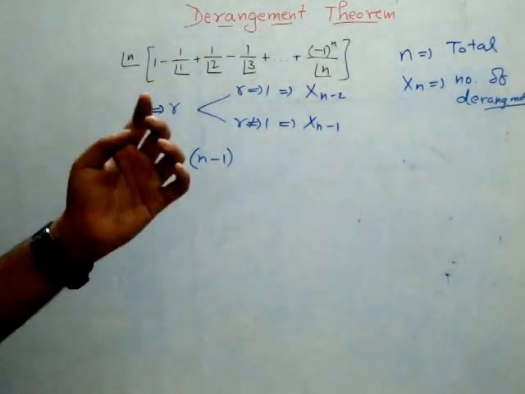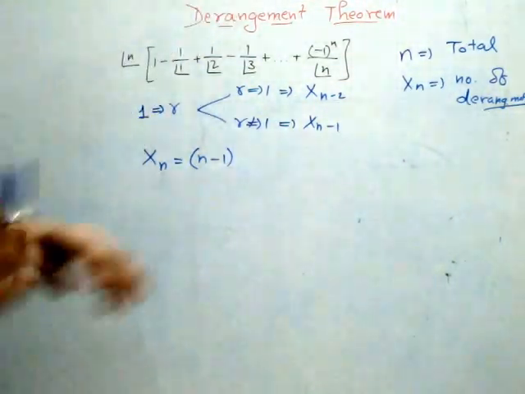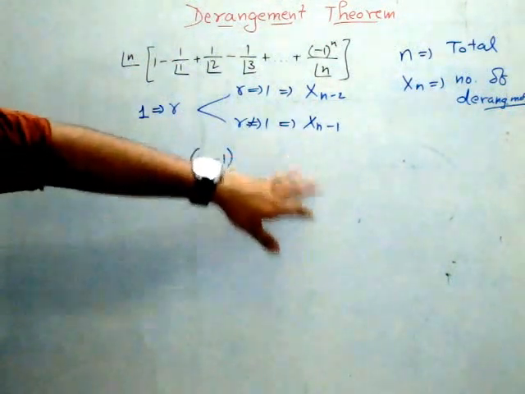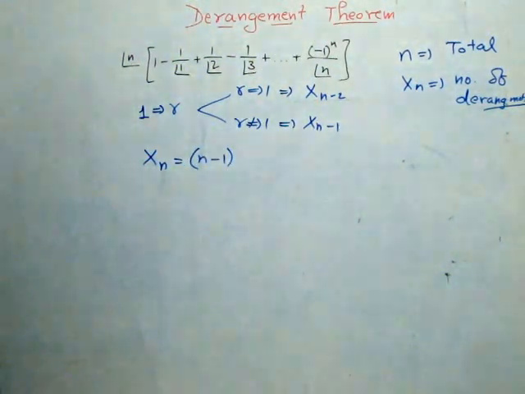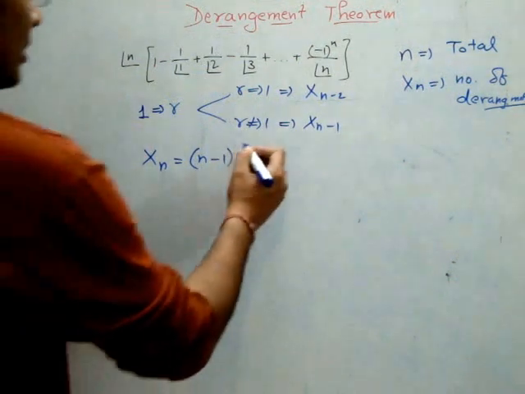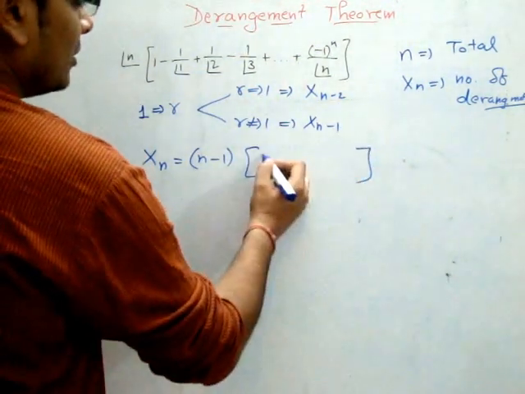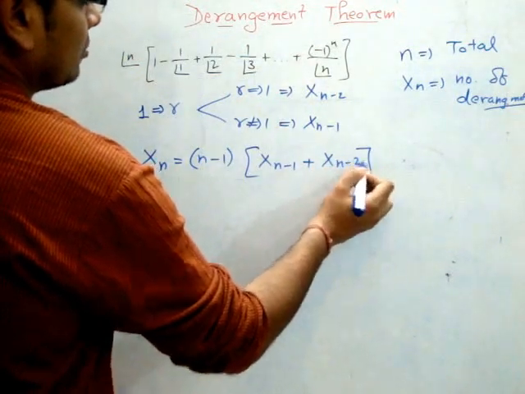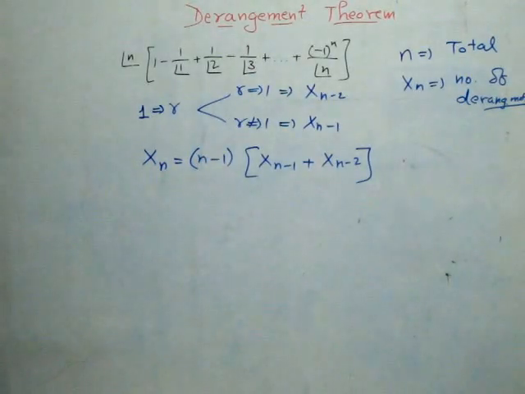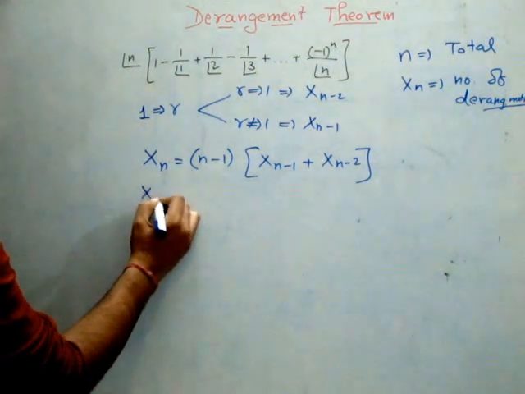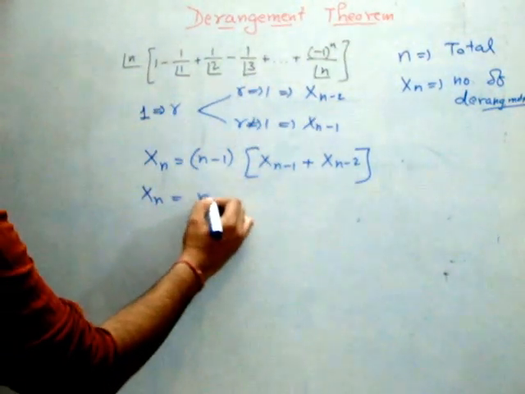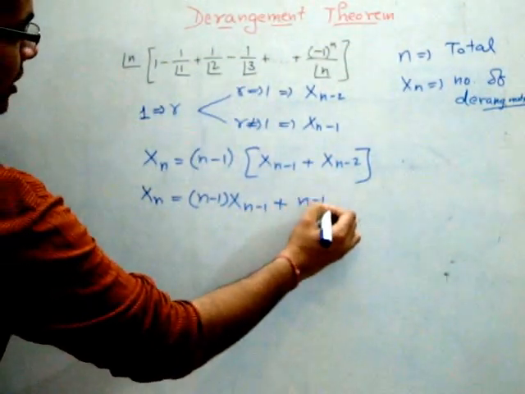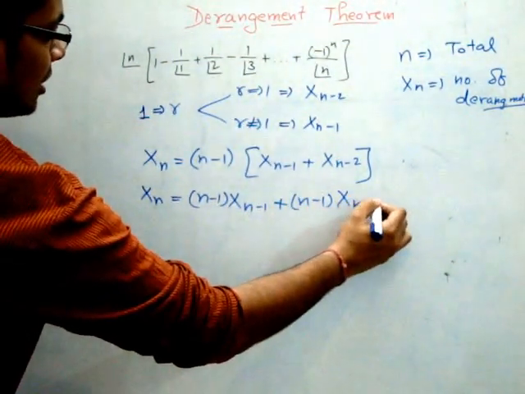Now out of this n minus 1, there will be just two cases. The first case will be when we are left with n minus 2 letters to derange, and the second case will be when we are left with n minus 1 letters to derange. These two are mutually exclusive, so we can add them. So we will get the value n minus 1 times xn minus 1 plus xn minus 2. Now we just try to open this up. So this can be written as xn equals n minus 1 into xn minus 1 plus n minus 1 into xn minus 2.